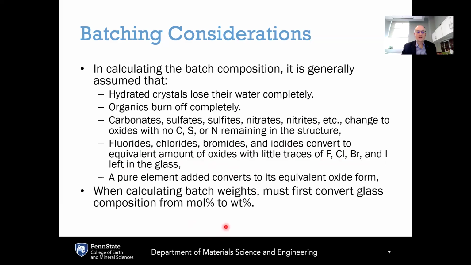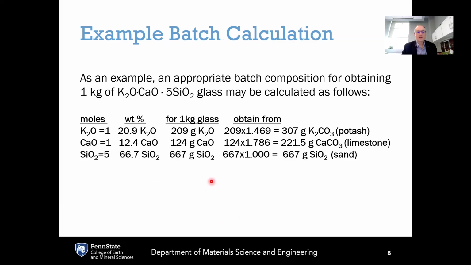And the last thing to consider here, as I've already noted, is that when calculating batch weights, you must first convert the glass composition from mole percent to weight percent. That conversion is easy, of course, based on the weights of the molecular formula here for the glass. So, for example, if you want to obtain 1 kilogram of this potassium calcium 5 silica glass, what we need to do is count up how many moles we have of each one of these. 1 mole of potassium oxide, 1 mole of calcium oxide, 5 moles of silica, according to this formula.